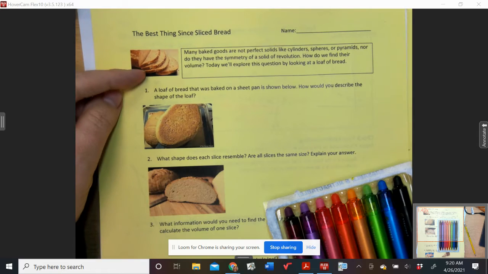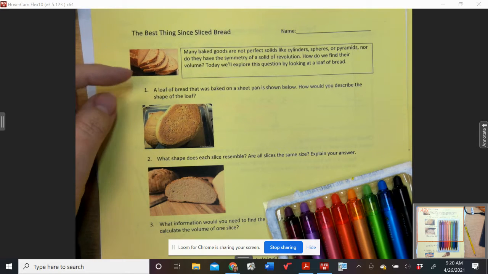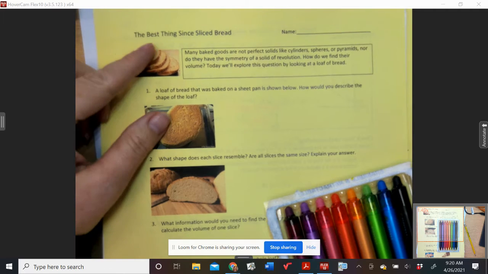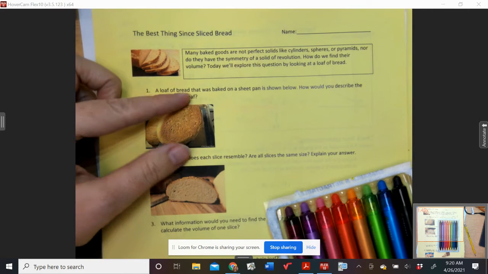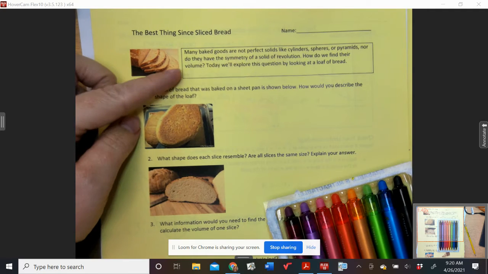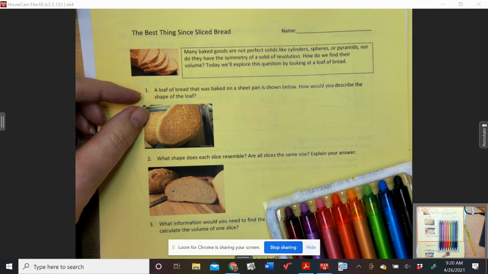Many baked goods are not perfect solids like cylinders, spheres, or pyramids, nor do they have the symmetry of a solid of revolution, which means we can't just spin it and get the same thing. How will we find their volume? Today, we're going to explore this question by looking at a loaf of bread.